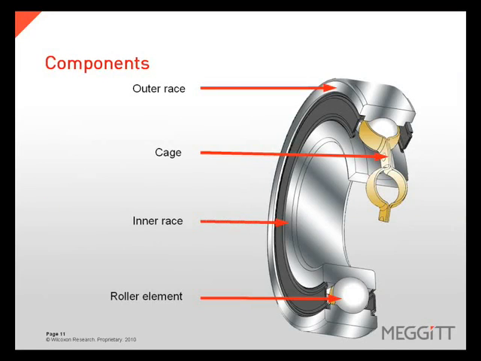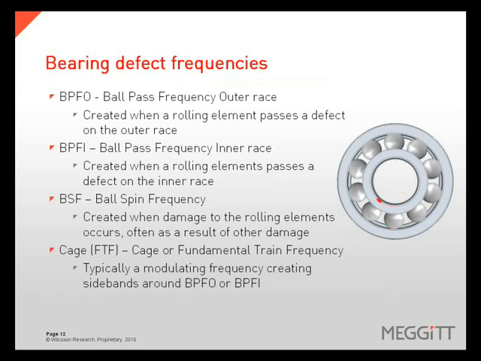A roller element bearing has several components. The major components are the outer race, the inner race, the roller elements, and the cage that holds the roller elements together. These components are what create our bearing defect frequencies.